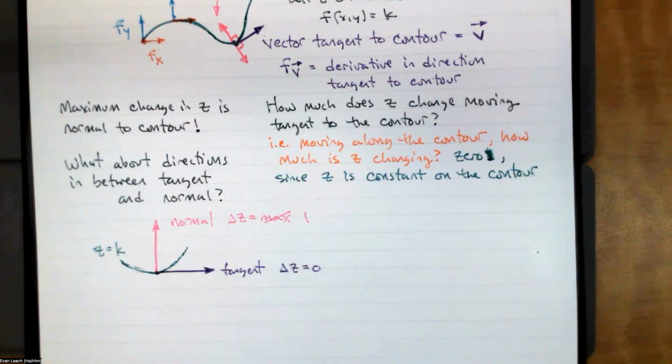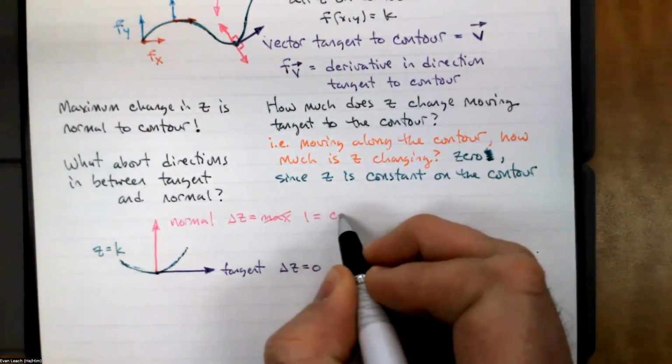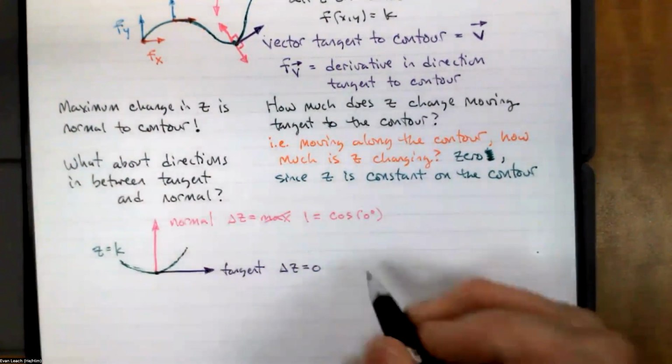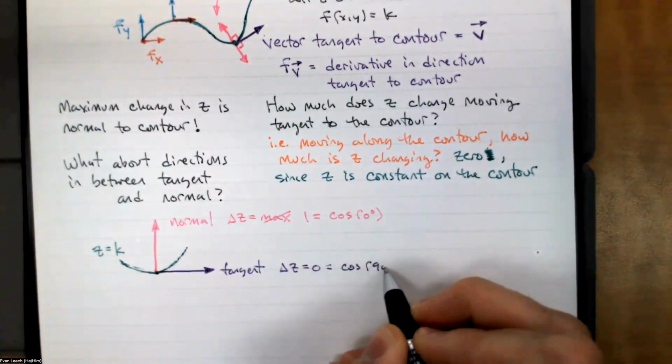That's what we're going to do. We're going to figure out what vector will give us the maximum, call that 0 degrees. And then we'll do a dot product with any direction in between until we get to tangent at 90 degrees off of our maximum. And that will drop the cosine down to 0. Cosine of 0 degrees is equal to 1, so maximum 1, and tangent will be 0, which is cosine of 90 degrees.